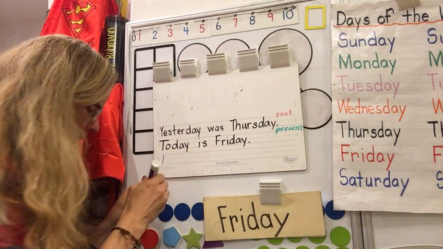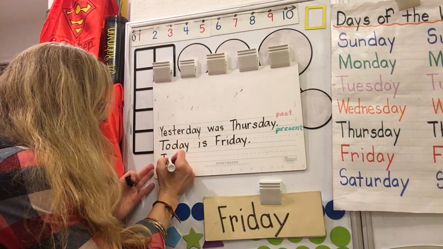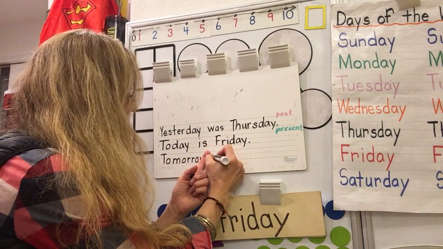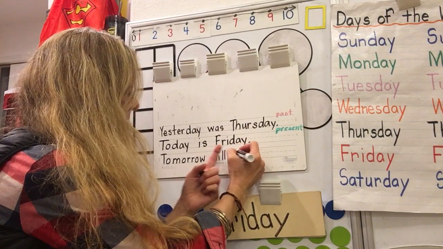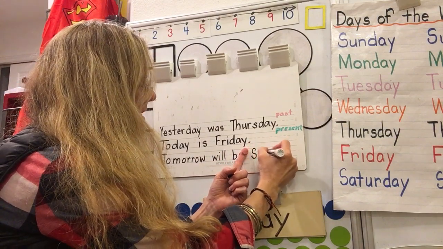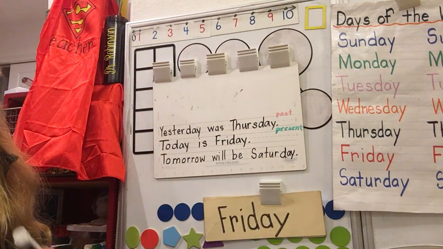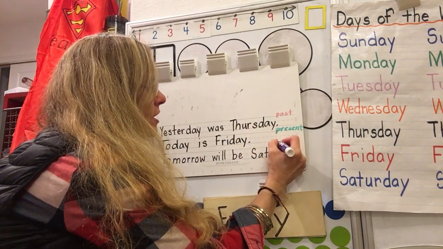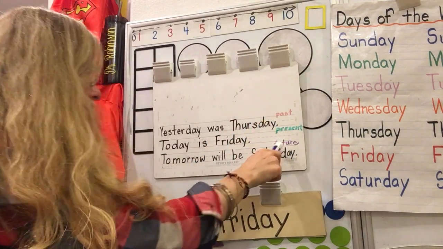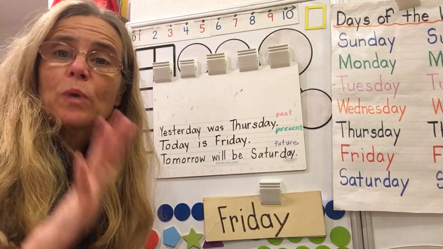I don't want to use purple. Have it in my hand. Tomorrow. Capital T-O-M-O-R-R-O-W, face space, will, face space, be Saturday, capital S-A-T-U-R-D-A-Y. And Saturday is in the future. Now I'll use my purple. Past, present, and future.